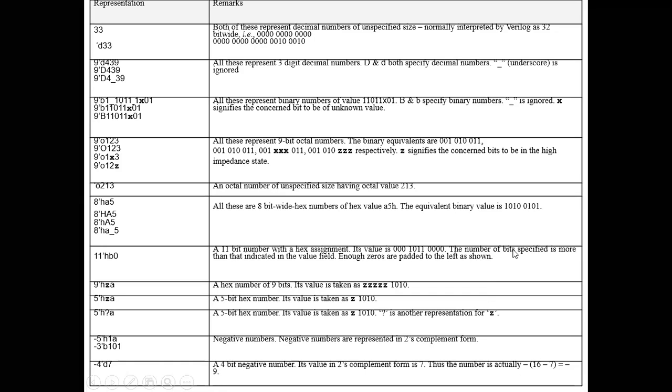The number of bits specified is more than that indicated in the value field. Enough zeros are padded to the left as shown. Here he is not mentioning 0B0, but here we are writing 0. We know the concept of zero padding, right? To write these two, I require 8 bits. That's what I have written here. On the left hand side, since it is having extra 3 bits, I am padding those 3 bits with 0.